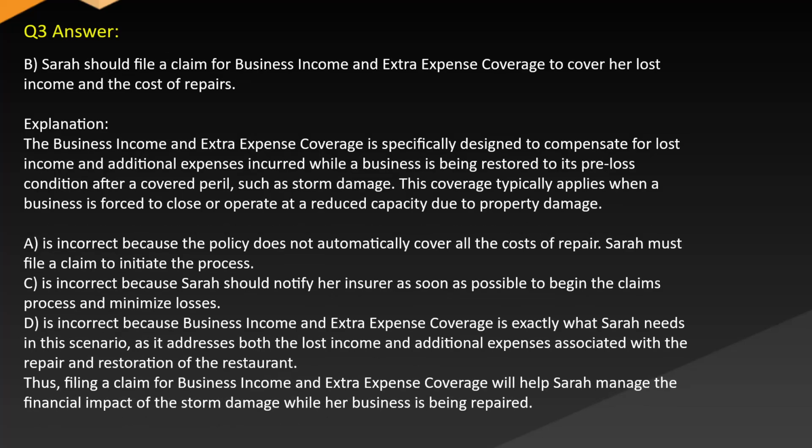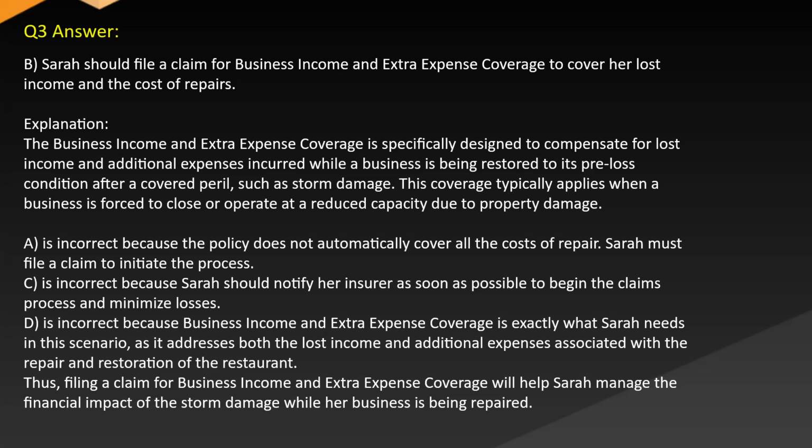Answer: B. Sarah should file a claim for business income and extra expense coverage to cover her lost income and the cost of repairs. Explanation: The business income and extra expense coverage is specifically designed to compensate for lost income and additional expenses incurred while a business is being restored to its pre-loss condition after a covered peril, such as storm damage. This coverage typically applies when a business is forced to close or operate at a reduced capacity due to property damage. A is incorrect because the policy does not automatically cover all the costs of repair. Sarah must file a claim to initiate the process.